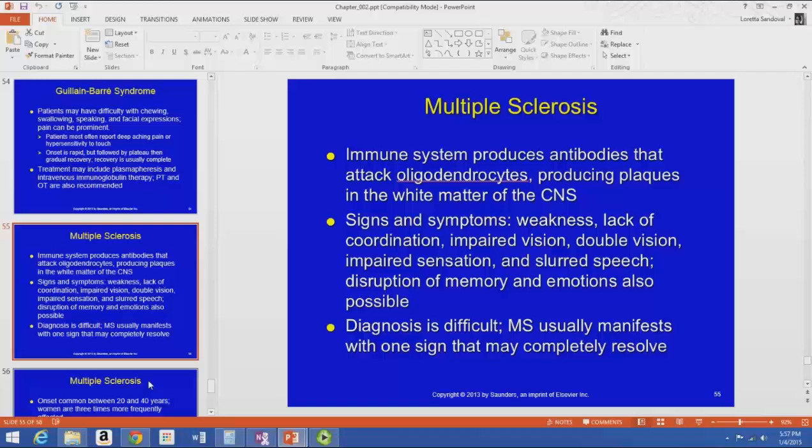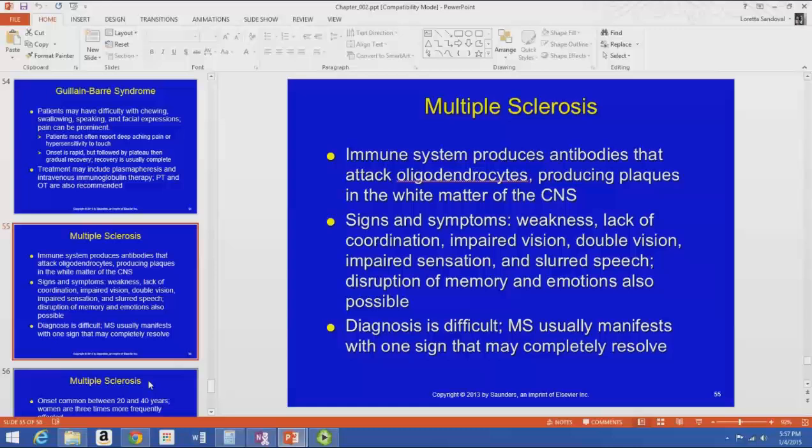Disruption of memory and emotions are possible, but they're not as common as the other symptoms. One of the things that people often tell me is their first sign was visual disturbances, double vision or impaired vision. I've heard several people say it felt like they were looking through a screen, which I thought was really interesting. But it's really kind of difficult to diagnose because MS usually starts with one sign like that, impaired vision or double vision or impaired sensation, and then it completely resolves before a diagnosis can be made.